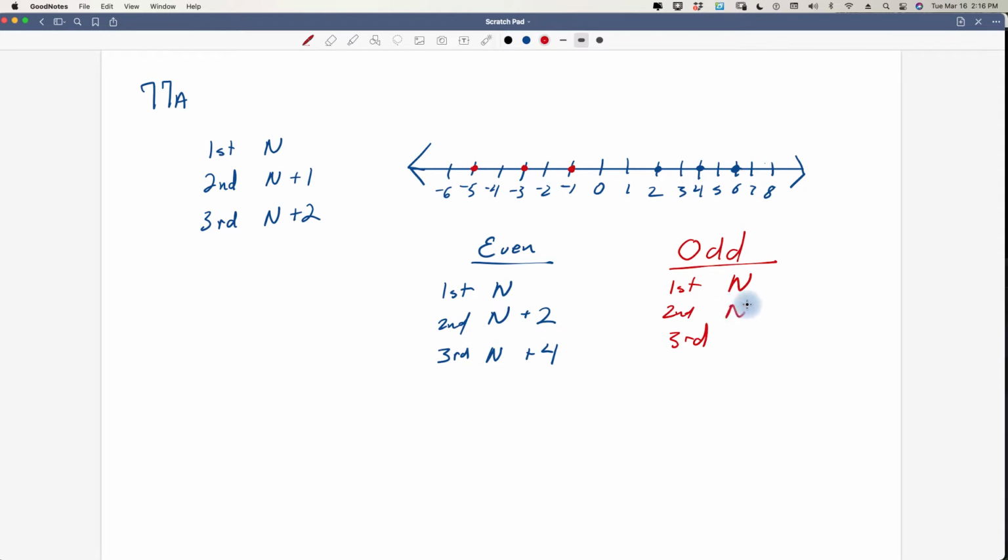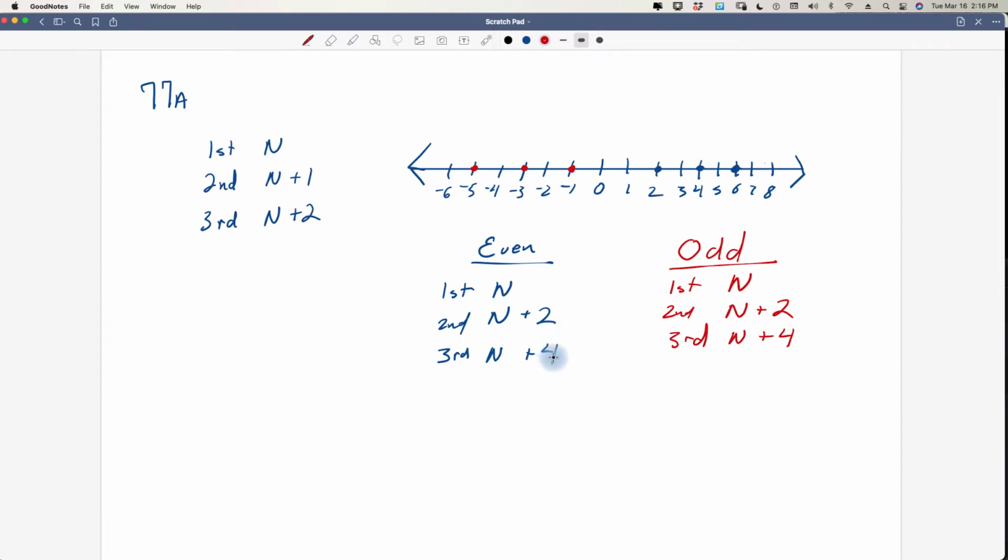So the second integer is going to be n plus 2 as well, because we take 2 steps and then 2 steps again. So n plus 4 to get to the third one, and so forth and so on. We have to skip 1 every time, and to do that, we add 2. So whether it's an even or an odd integer, we are going to set that up with n, n plus 2, n plus 4, and so on, adding 2 to our formula each time.